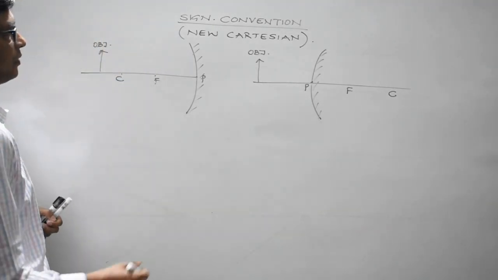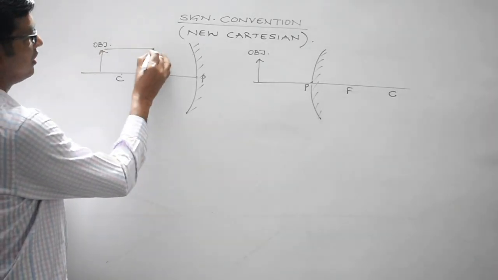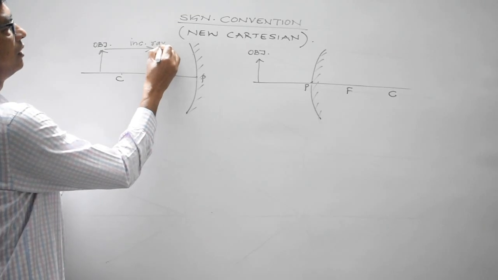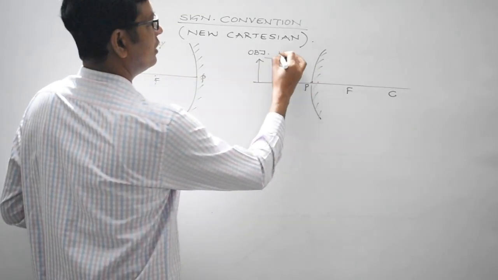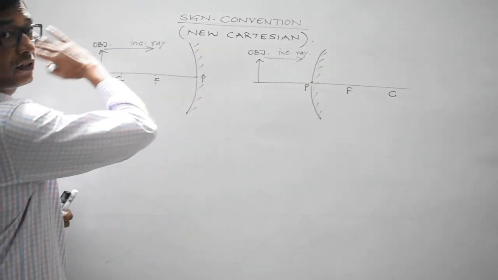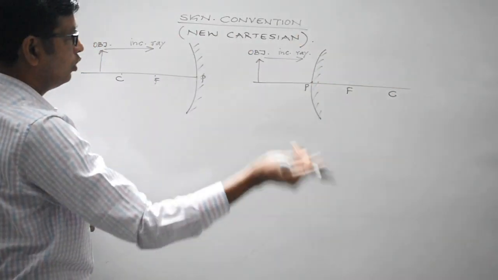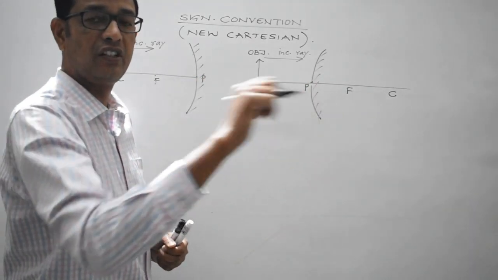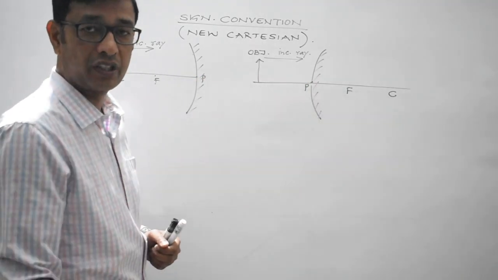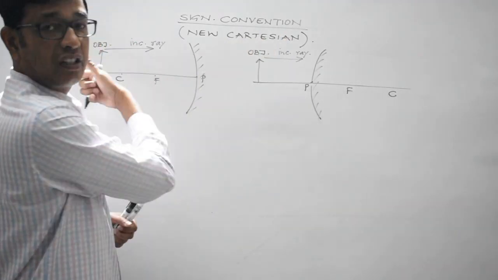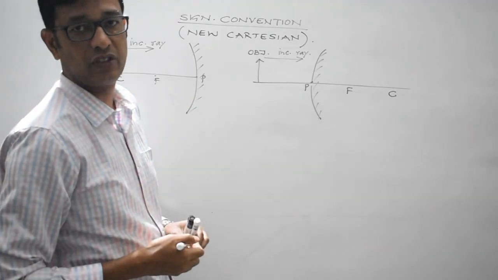Second rule. Now look, this is the direction of the incident ray. It is from left to right. So all the distances measured from the pole along the direction of the incident ray should be taken as positive, while distances measured from the pole against the direction of the incident ray should be assigned a negative sign.